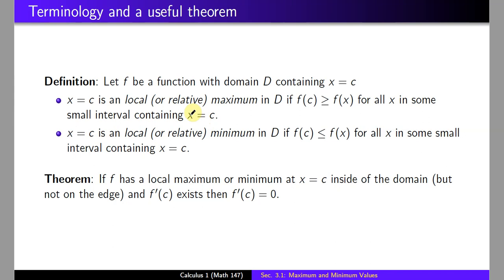That's the difference between local and absolute. Local minimum, the same idea. x equals c is going to be a local minimum if the corresponding y value is less than or equal to any other y values if you're just looking at some small interval around x equals c.